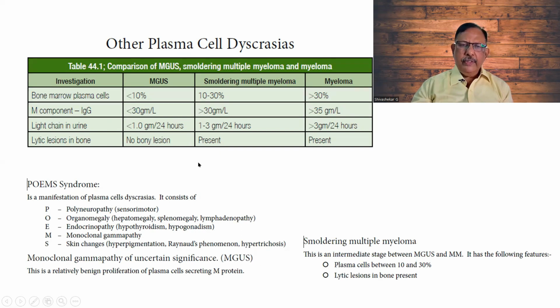Monoclonal gammopathy of unknown significance is one. Another is smoldering, it is going towards a myeloma. So the count is less than 10%, 10 to 30%, more than 30% in the bone marrow. And similarly, you find that the M component is increased. Kappa and lambda chains are also found increased in this. So myeloma is the most aggressive of all these, and this is most benign.